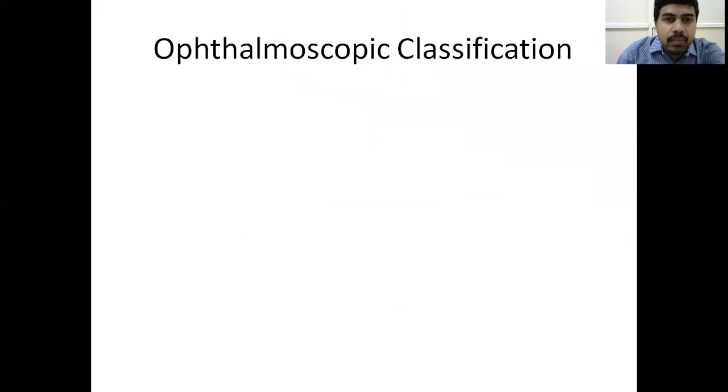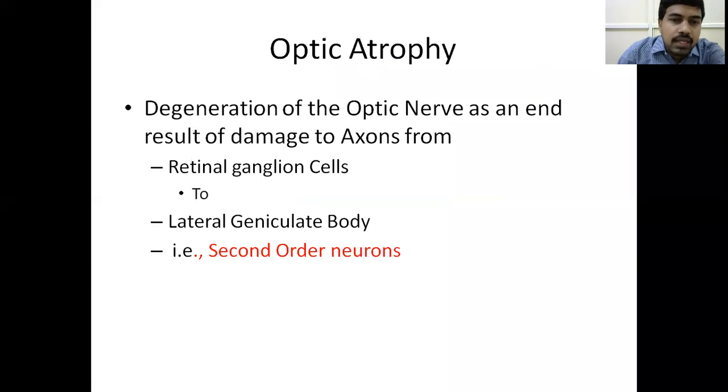Okay. So that is what you have to remember. That is the second order neurons, retinal ganglion cells up to the lateral geniculate body. Only if the second order neurons are damaged will you get optic atrophy. In other conditions, you won't get optic atrophy. In the first class also you had this doubt. I hope you are clear with this.